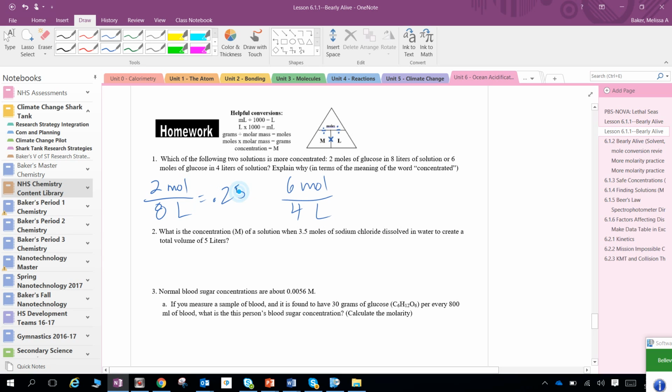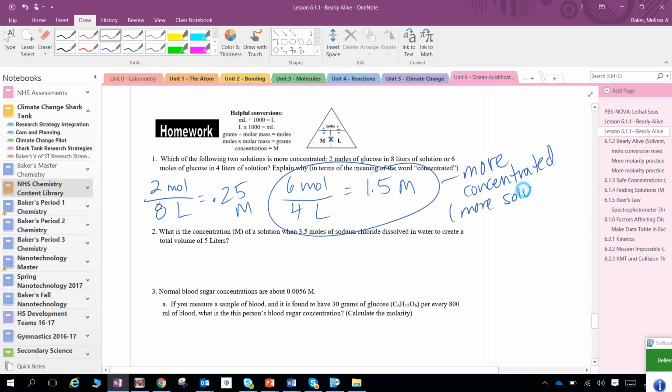Well, I can do the math on this, but it's pretty obvious that the second one is more concentrated because it's got more solute dissolved in every 1 liter of solution. More concentrated, and we can say more solute for every 1 liter of solution.